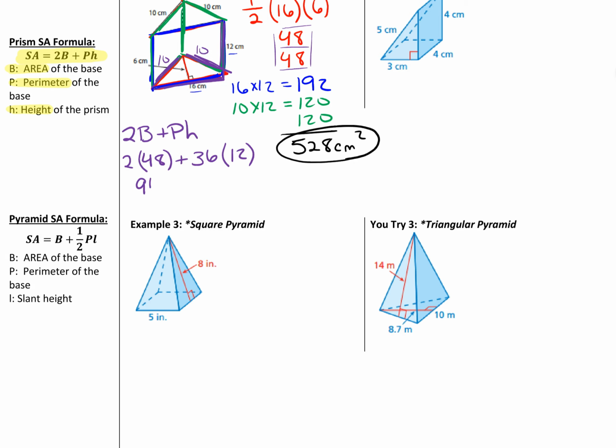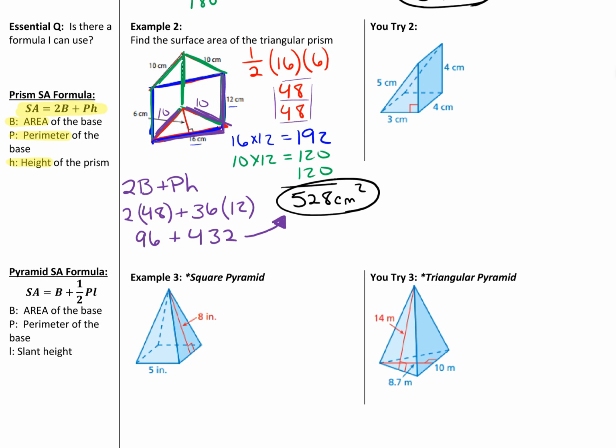2 times 48 is 96, plus 36 times 12, 432, and if we add those, we get 528 centimeters squared. Use the method that works for you. The equation does take some practice because it is new. Pause here and try 2.